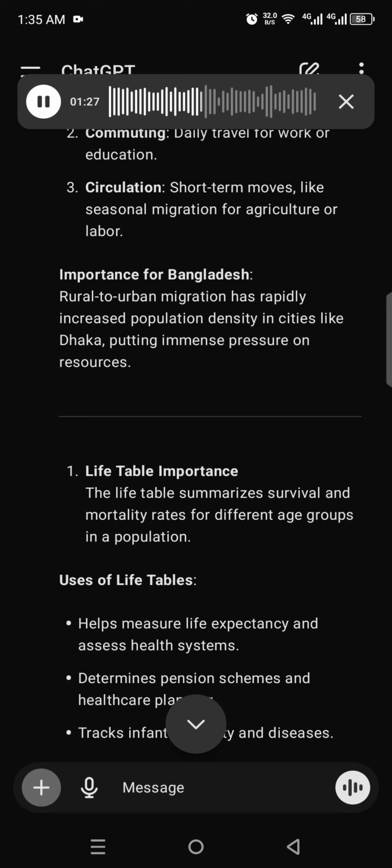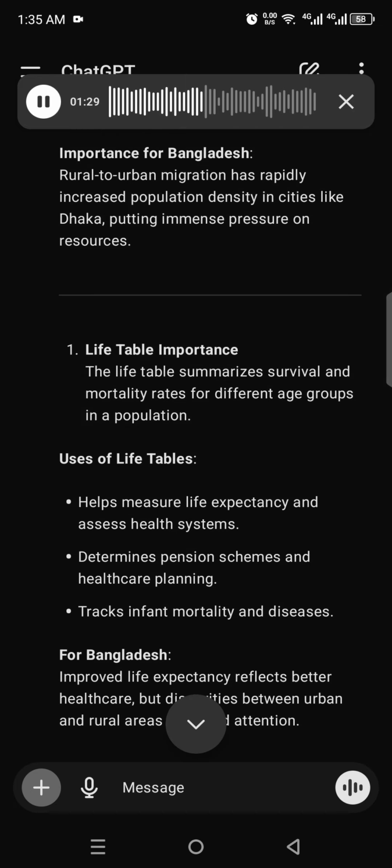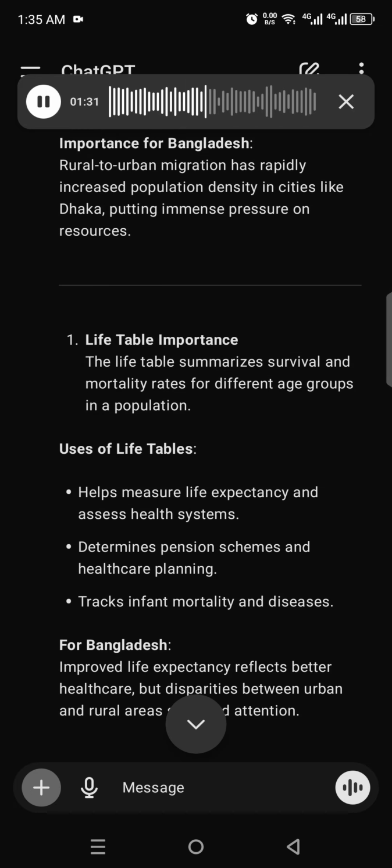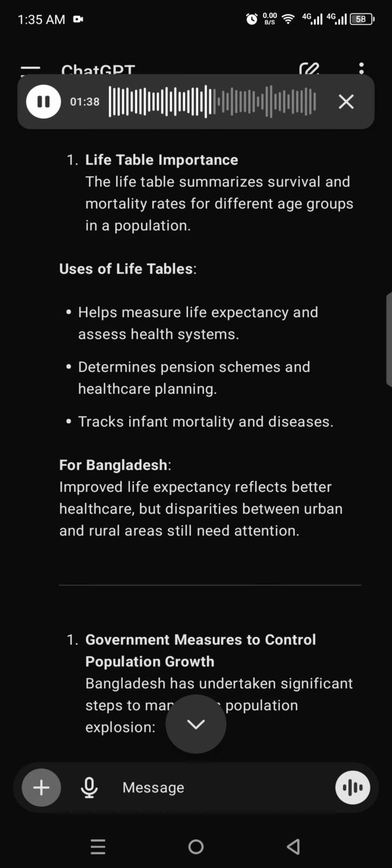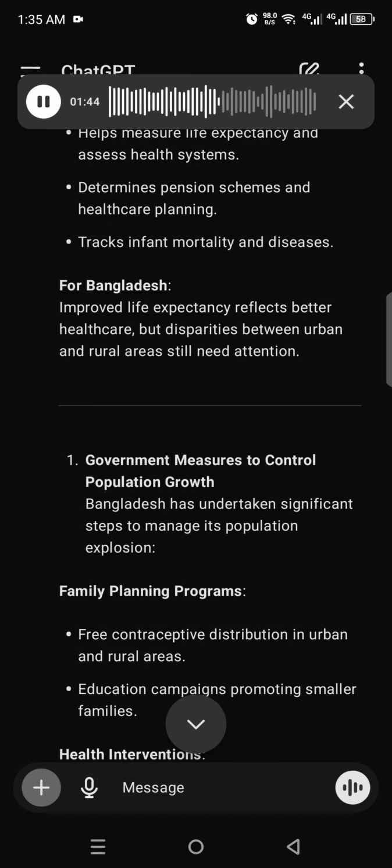28. Life table importance. The life table summarizes survival and mortality rates for different age groups in a population. Uses of life tables: helps measure life expectancy and assess health systems, determines pension schemes and healthcare planning, tracks infant mortality and diseases. For Bangladesh, improved life expectancy reflects better healthcare, but disparities between urban and rural areas still need attention.